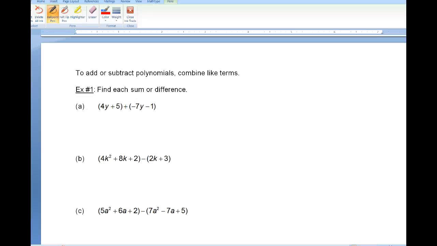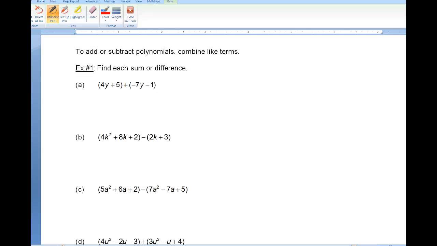Okay, so the final part of this lesson is combining like terms or adding and subtracting polynomials. So to add like terms, if you remember from back in the beginning of the year, we're going to find our variables that are like, and we're going to add the coefficients.